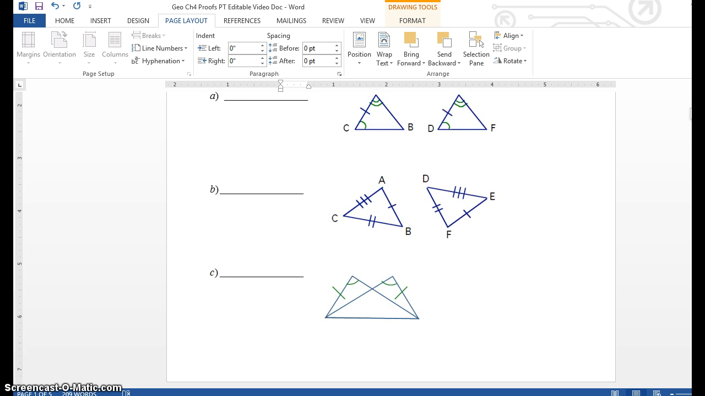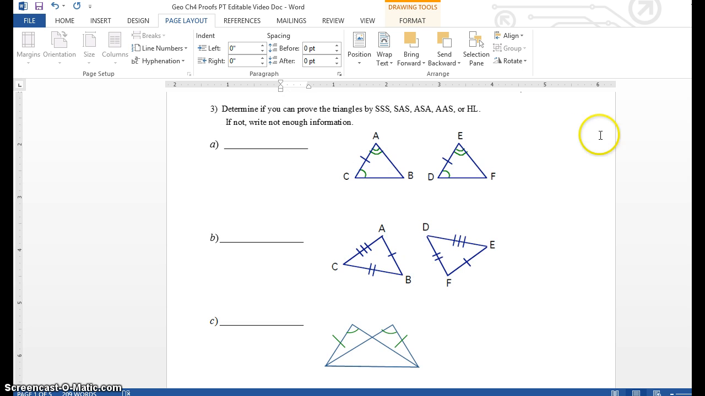Now on to number 3. It says determine if you can prove the triangles congruent by SSS, SAS, ASA, AAS, or SAA as it's also known, or HL, hypotenuse leg. If there is not enough information to figure this out, then say not enough information. So let's check these out.